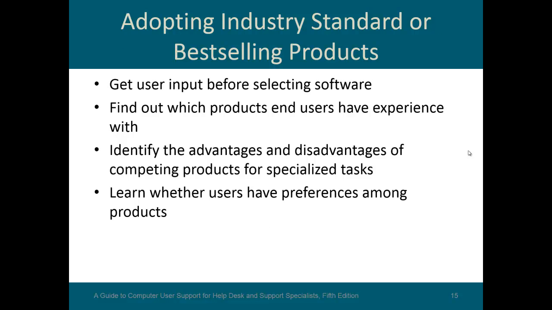If it's software or hardware for users, you want to get the user's input. You want to maybe get the evaluation copy and put it on a couple users' PCs and have them use it for a little bit and tell you what they liked and what they didn't like. And then kind of put together like a sheet. Here's the pros and the cons of all the different software, and here's what users reported.